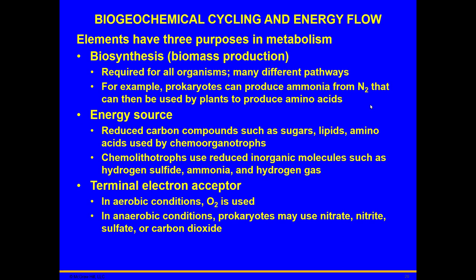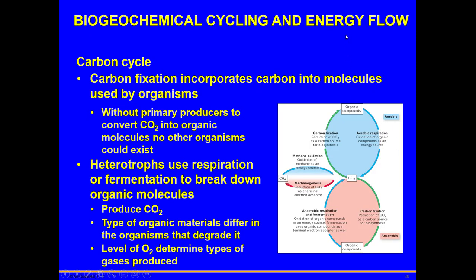That's under aerobic conditions. But what if you're in anaerobic conditions? Well, prokaryotes may use nitrite, sulfate, or even carbon dioxide to be the terminal electron acceptor. So let's start off with the carbon cycle right off the bat.